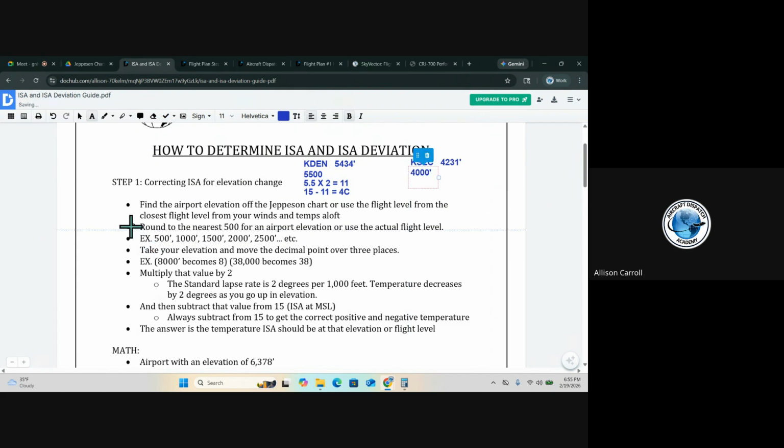Now, the next bullet point, we're going to move that decimal point over 3 places. So 4,000 becomes 4. Now we are going to multiply that value by 2. And that becomes 8. And then we're going to take that value and subtract it from 15. So 15 minus 8 equals 7. Okay, so at 4,000 feet, ISA should be 7 degrees Celsius. Well, there's our ISA. Well, what ISA should be.